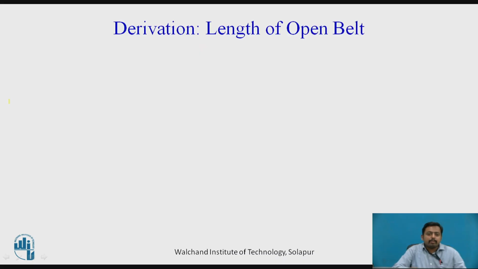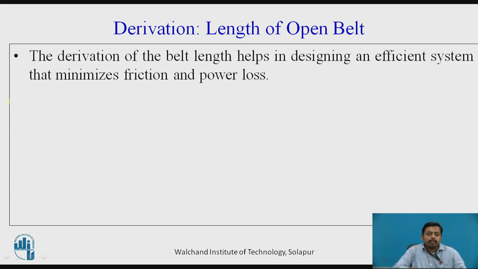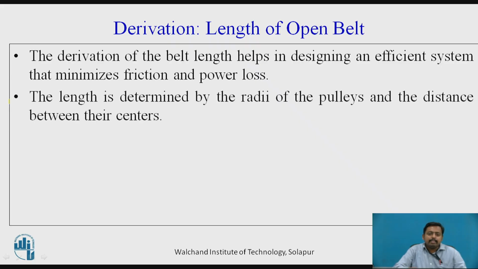Now we will see the derivation of the length of the belt in an open belt drive. The derivation helps in designing an efficient system that minimizes friction as well as power loss. So we have to calculate the length of the belt that is optimized. The length is affected by the radius of the pulleys and the center distance between the pulleys. These are the two parameters that affect the length of the belt.